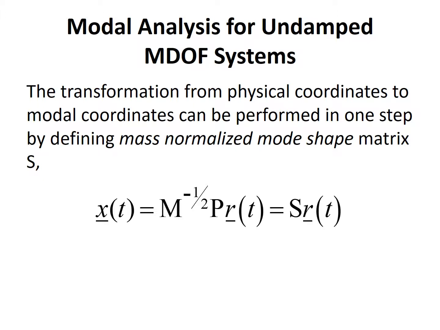The coordinate transformation can be performed in one step by defining a matrix S that is equal to the coordinate transformation from x of t directly to r of t. The matrix S is simply the product of the inverse square root matrix of M and the eigenvectors of the mass normalized stiffness matrix P. Combining these transformations results in a direct relationship between x of t and r of t, as shown in the expression on this chart. Now we can see from this relationship that the matrix S is simply equal to the mass normalized mode shape matrix. Each column of S is a mode shape that has been normalized with respect to the mass matrix.